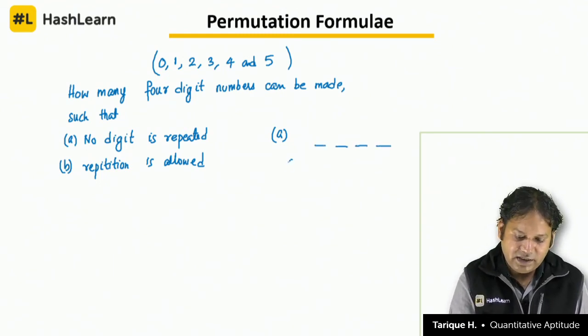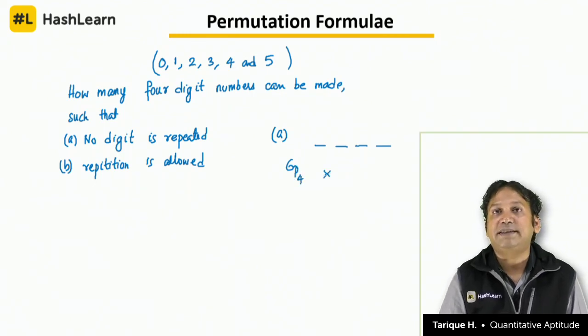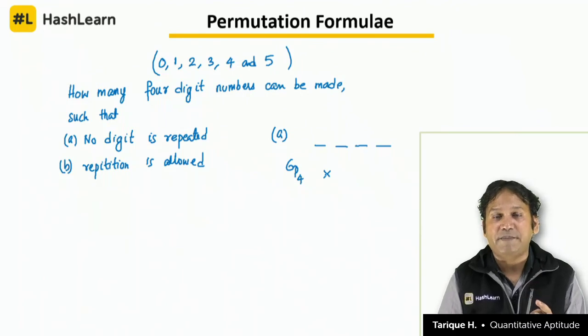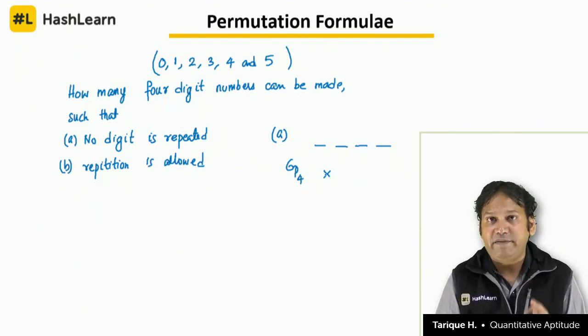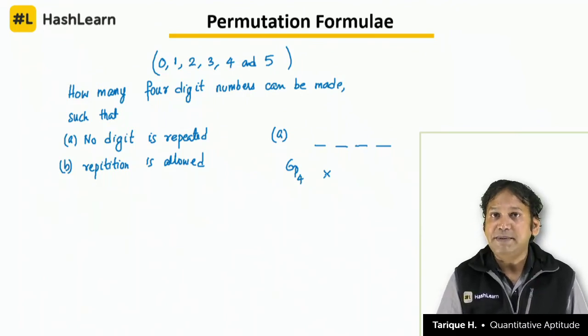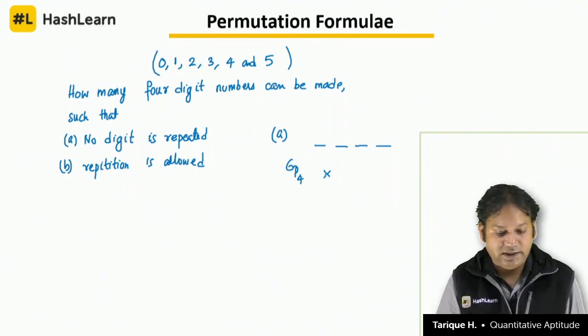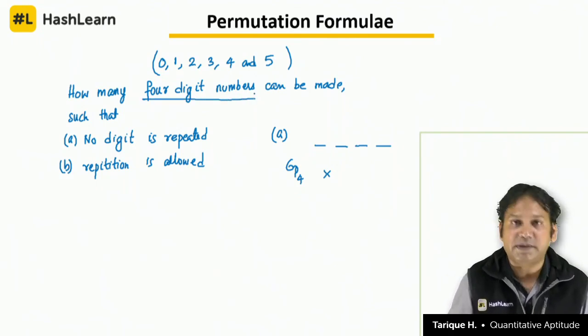So can we say the answer is 6P4? No, we cannot say the answer is 6P4. There are 6 digits given to us, so there are n things. We have to arrange them r at a time, 4 at a time. Total arrangements are 6P4, but that is not the answer here because we are looking for 4-digit numbers.